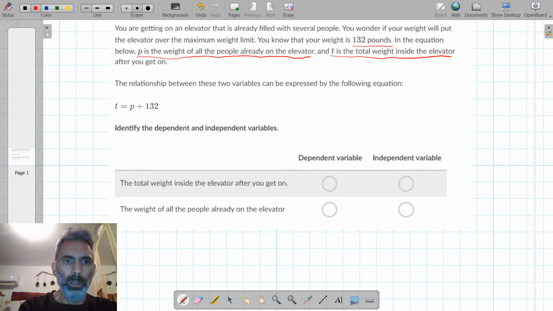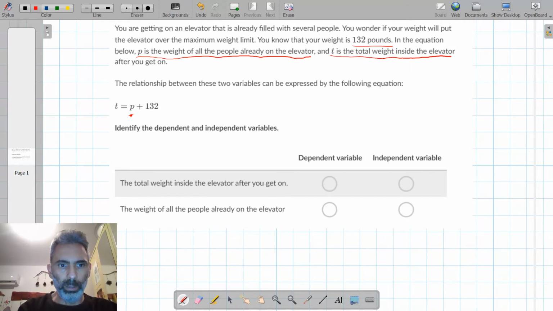Okay, so P is the total weight of people already on the elevator, and 132 is the number of pounds that you add to the total weight of the people already on the elevator, and T is the combined weight of you plus the people that are already on the elevator. Identify the dependent and independent variables.